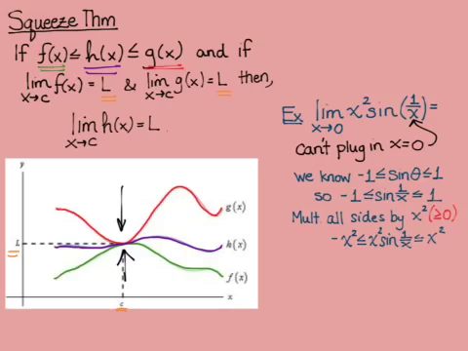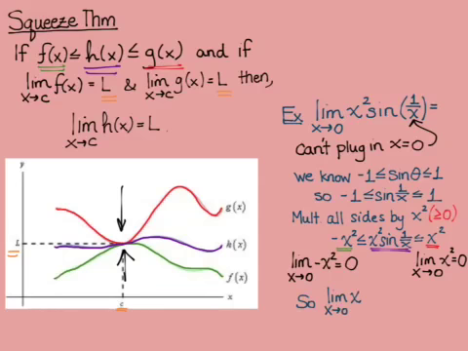Now, to use the squeeze theorem, I'm going to take the limit as x goes to 0 of the bottom function, which we see then goes to 0, and I'm going to take the limit as x goes to 0 of the top function, which again we see goes to 0. So since the top and the bottom function are both going to 0, that forces the middle function to also go to 0. This is how we use the squeeze theorem.